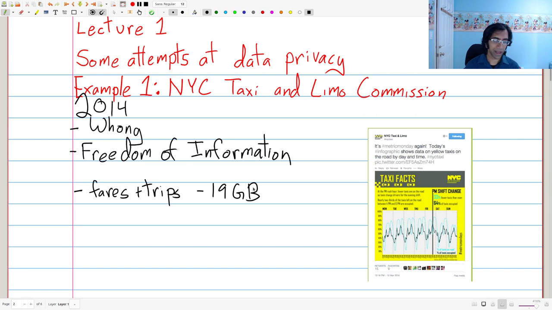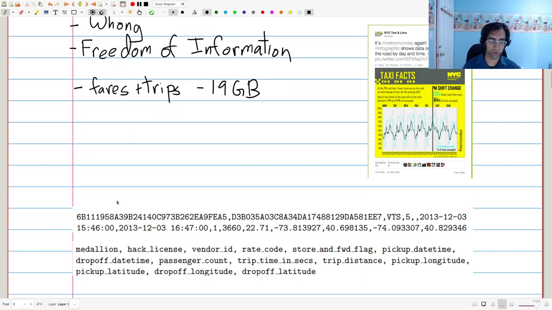In particular, let's take a look at what a row in the data set looks like. This is a row in the trips data set. It might look kind of arcane here, but let's unpack it a little bit. A row basically corresponds to one data point, one entry. Some of these fields are rather clear in what they mean. For example, let's look at the last two.